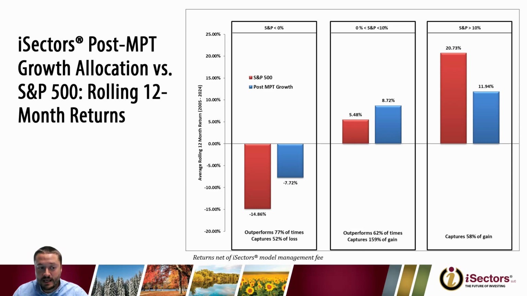In the last box on the right, you can see that Post MPT Growth is still able to capture nearly 60% of the S&P's gain when the market goes up more than 10% in a 12-month span, which we believe is a fair trade-off given how well the model performs on a relative basis when the market is up less than 10% or down in any given 12-month period. We like showing this chart because it reinforces our confidence in the defensive positioning our models currently employ and the potential downside protection that they can provide.